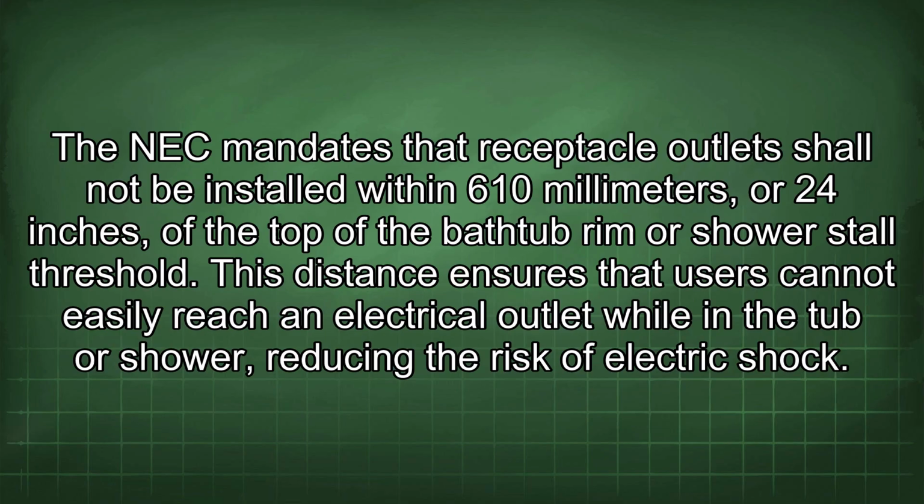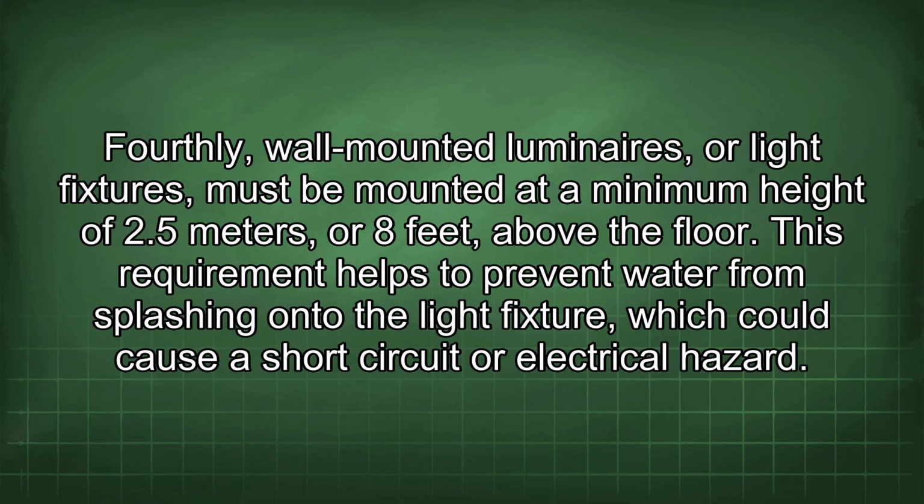The NEC mandates that receptacle outlets shall not be installed within 610 mm or 24 inches of the top of the bathtub rim or shower stall threshold. This distance ensures that users cannot easily reach an electrical outlet while in the tub or shower, reducing the risk of electric shock.